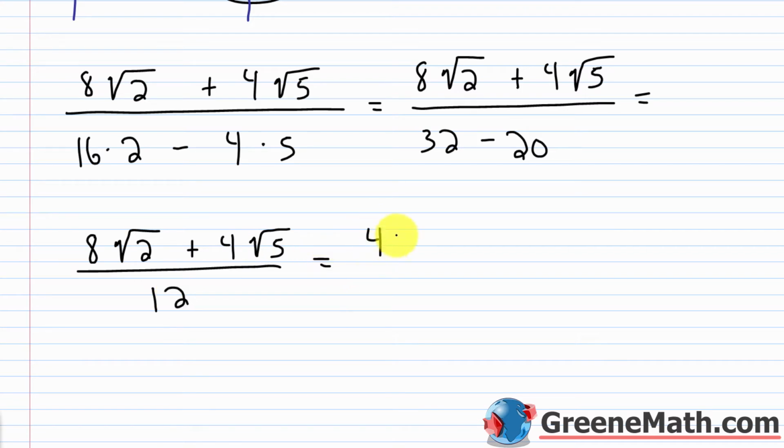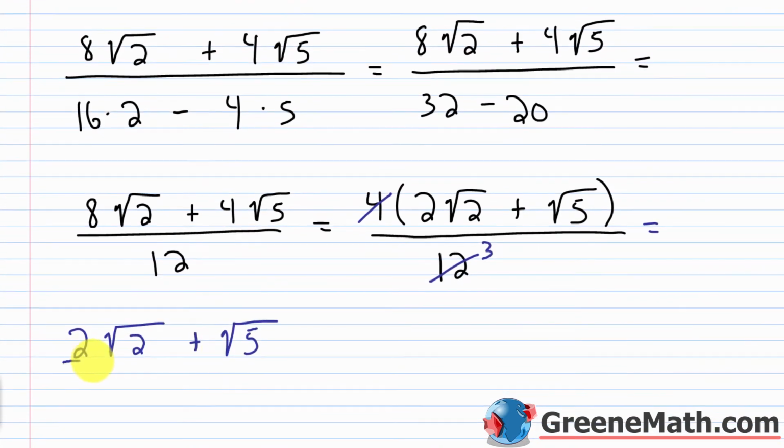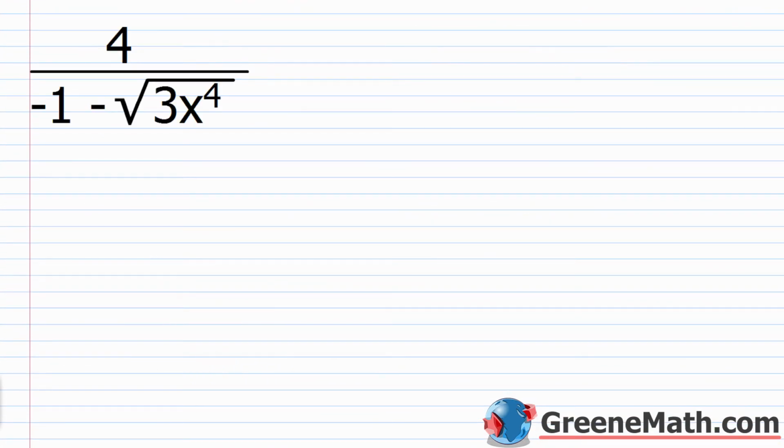So if we did that, we'd have 4 times the quantity, inside of parentheses, you'd have 2 times the square root of 2 plus the square root of 5, over, you could write 12 as 4 times 3, or you could just keep it as 12. Doesn't really matter. You can cancel this with a factor of 4 here. So this would be 3 now. And so our final answer would be 2 times the square root of 2 plus the square root of 5, and this is over 3. All right, let's take a look at another one.